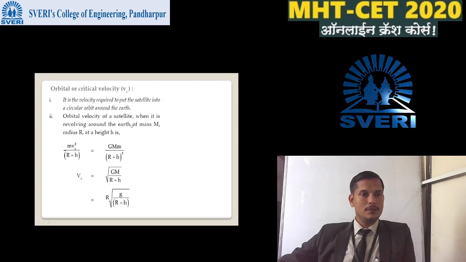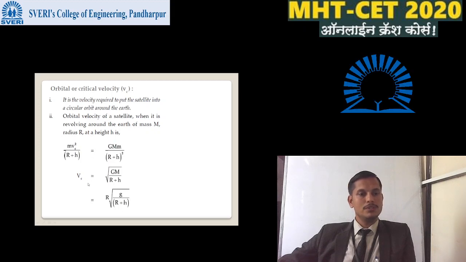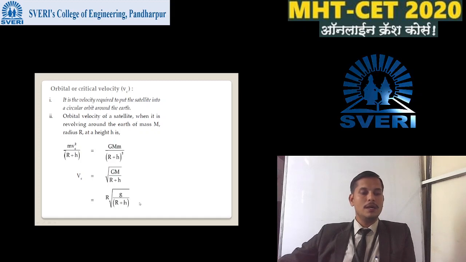If we compare the parameters and consider them, it becomes VC is equal to R under root g by R plus h.